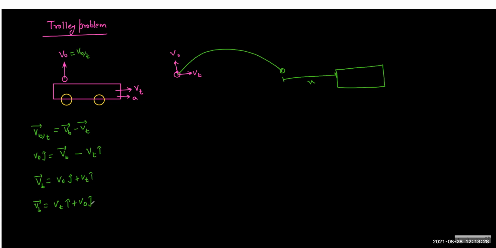So this is the situation in the beginning. This is the beginning value, the initial velocity of the ball in the ground frame.